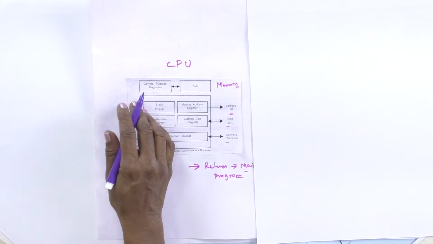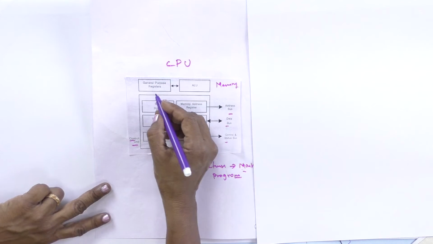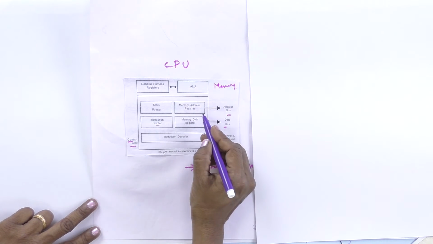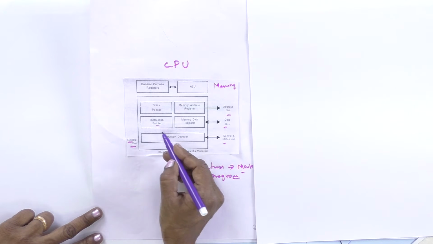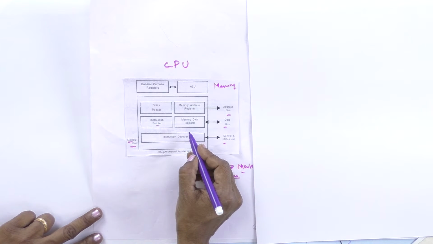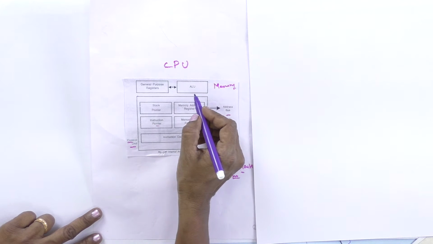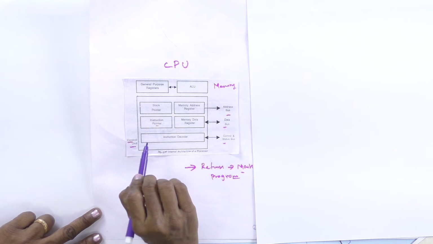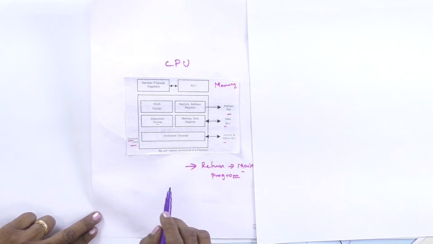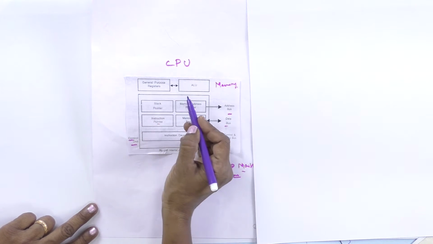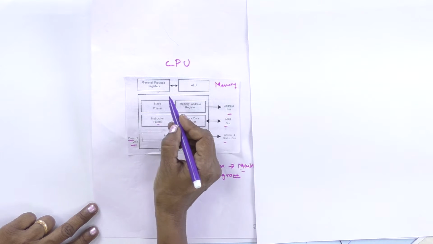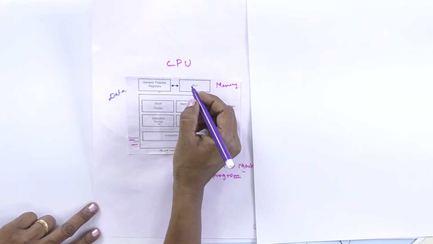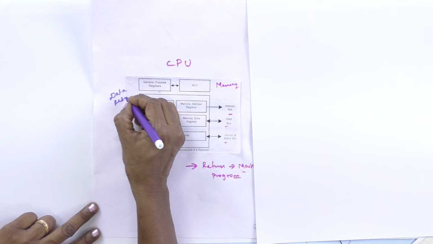The CPU consists of general purpose registers, ALU, stack pointer, memory address register, instruction pointer, and memory data register. The main operation of the ALU in the CPU is the arithmetic and logical operations. To perform these operations, the CPU makes use of the general purpose registers. The general purpose registers hold the data for the operation and also store the results.